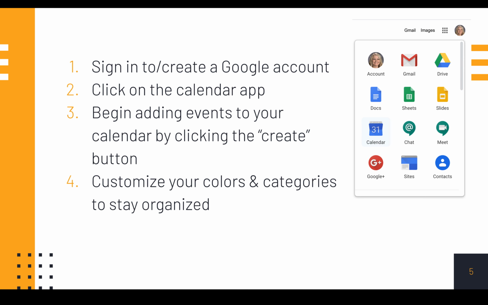Once you sign in, you're going to click on the application tab here, the little grid box, and you find the calendar button, and that will take you to the view I showed you a little bit ago. Once you're there, you're going to begin adding your different events to your calendar. You can either click the create button or just click on a day, and then you should customize using different colors and categories so that way you stay really organized. So I'd like to show you that.